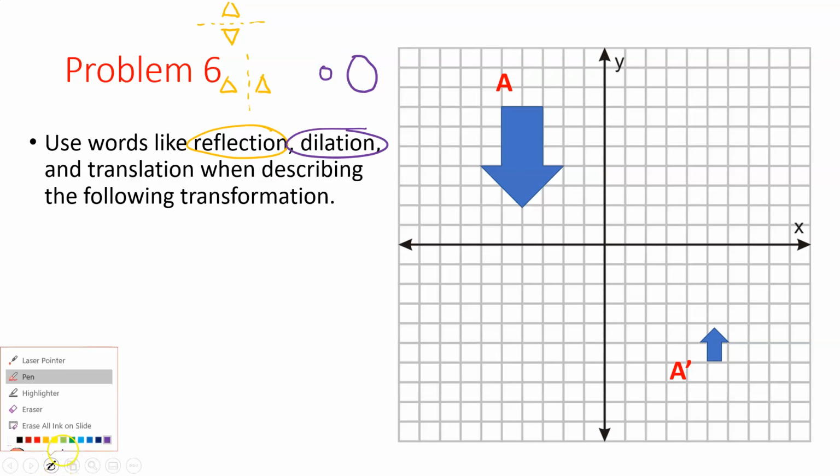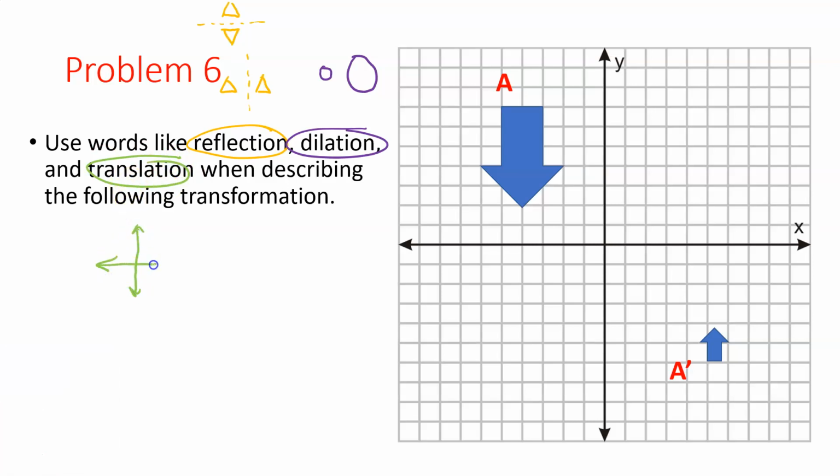And then the last thing here, translation. Remember, a translation is when you move something up, down, left, or right. So we're going to use these words to describe the following transformation. How did I go from A to A prime? Well, one thing that you could have said is that they translated that arrow. So again, just shifting it over here.